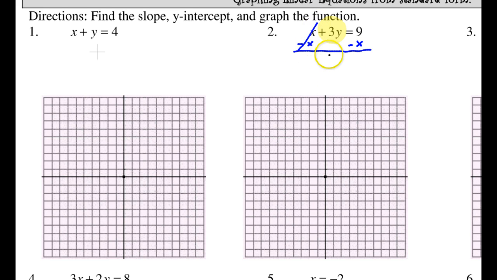It cancels out just like before, but now we have 3y equals negative x plus 9. One more step at this point: divide everything by the coefficient here, which is 3. So the 3s cancel out, equal 1, so I have y equals. Don't forget that this negative x is negative 1x.